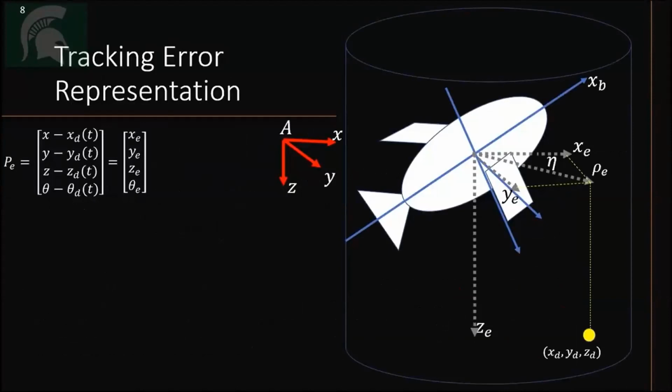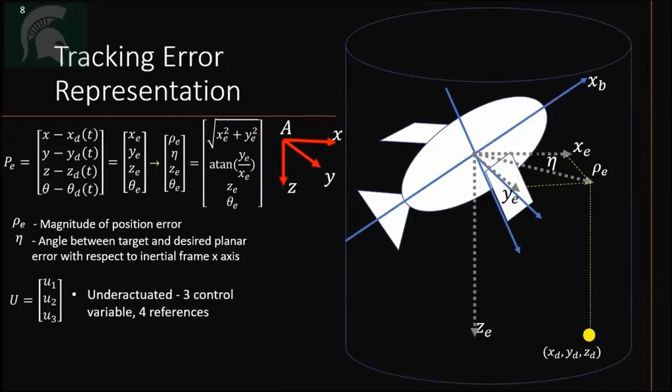Now, revisiting our control objective, we formulate the error vector PE, which is the difference between our position and pitch angle and their desired values. This leaves us with 4 variables to be controlled, but only 3 control inputs. To handle this underactuation, we start by transforming the Cartesian error coordinates into an equivalent cylindrical representation by representing the vectors XE and YE in the inertial frame with a magnitude rho E and angle eta as shown in the picture to the right.